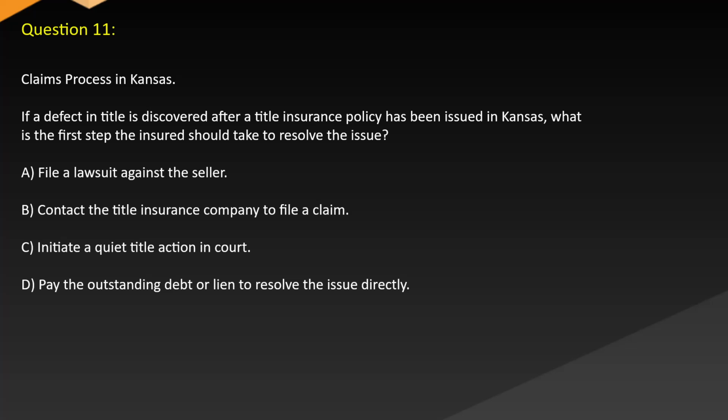Question 11. Claims process in Kansas. If a defect in title is discovered after a title insurance policy has been issued in Kansas, what is the first step the insured should take to resolve the issue?